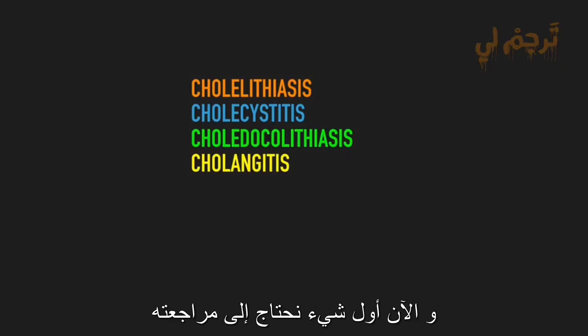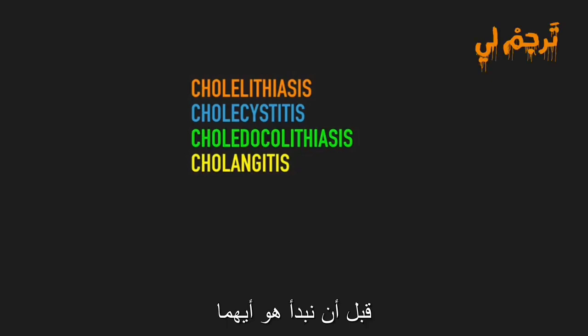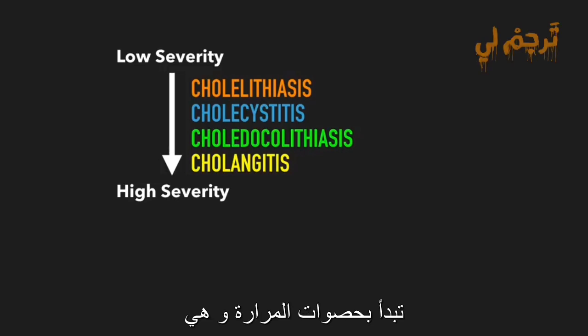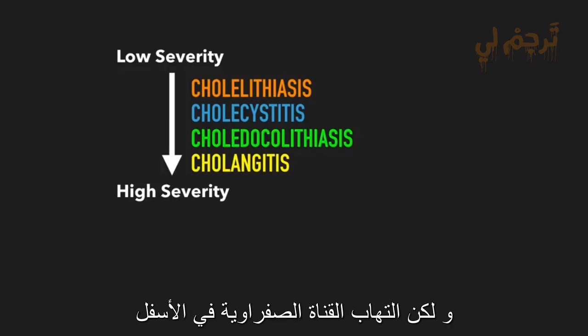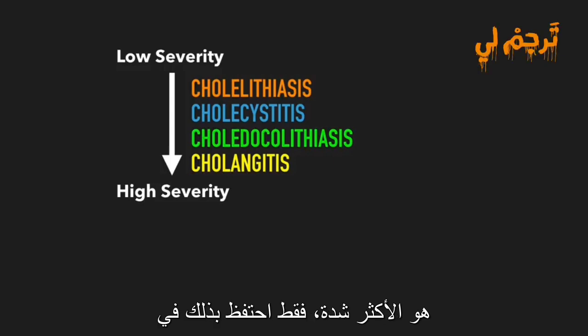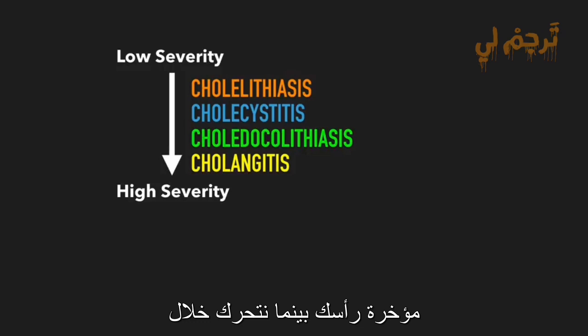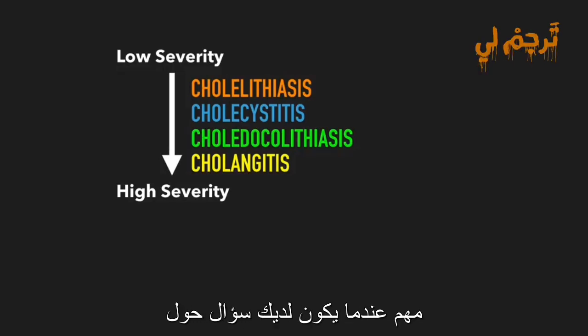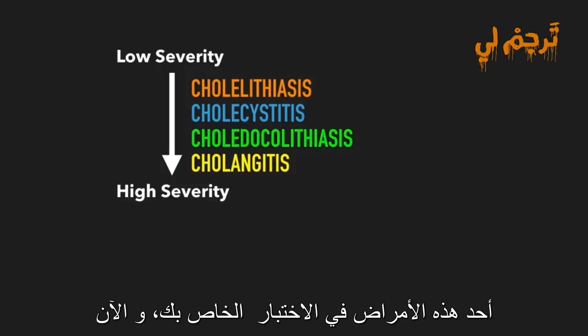Now, the first thing we need to go over before we even start is which of these is the most severe and which of these is the least severe. And that's why I have this slide. At the top, starting with cholelithiasis, that is the least severe of these four disease processes. But cholangitis at the bottom is the most severe. Just keep that in the back of your head as we move through this so you can kind of triage what's important when you get a question about one of these on your USMLE.